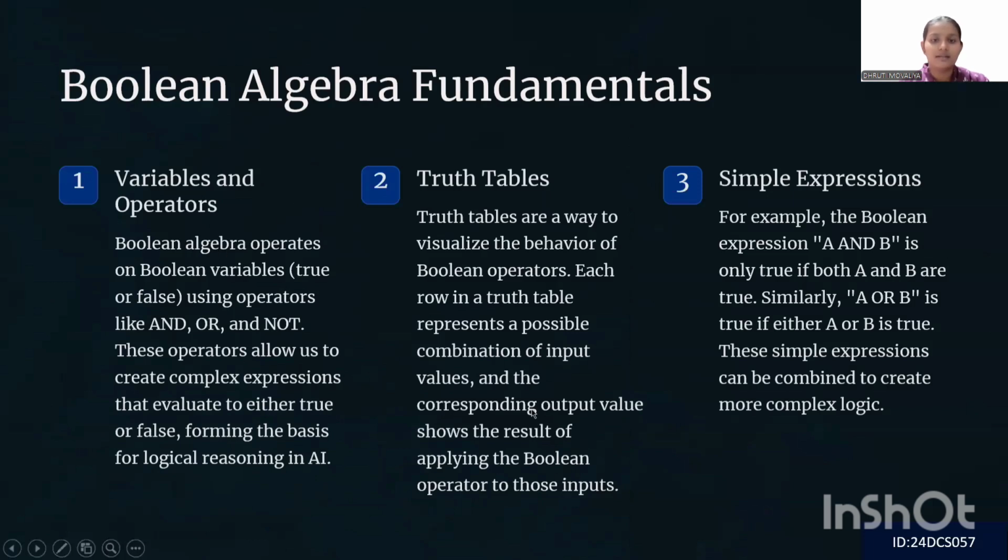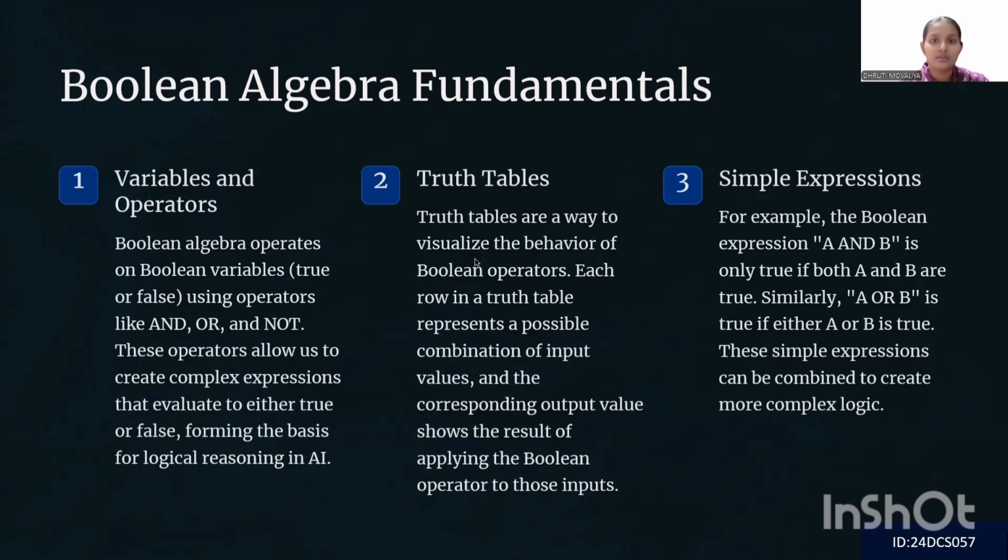Boolean algebra fundamentals. We have three fundamentals. First is variable and operators. Second is truth table, and third is simple expression. Boolean algebra operates on Boolean variables, which are true and false, using operators like AND, OR, and NOT. These operators allow us to create complex expressions that evaluate either true or false, forming the basis for logical reasoning in AI.